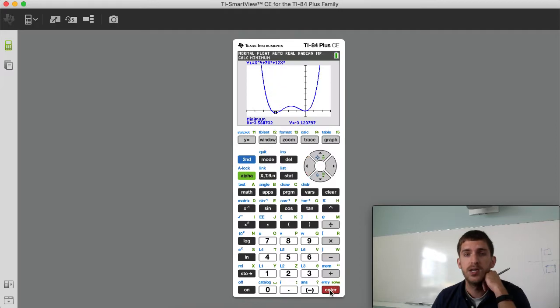We hit enter, and it gives us the information that our x value at our minimum point is -3.568, etc. The y value is -3.123. Let's just round to 2 decimal places.